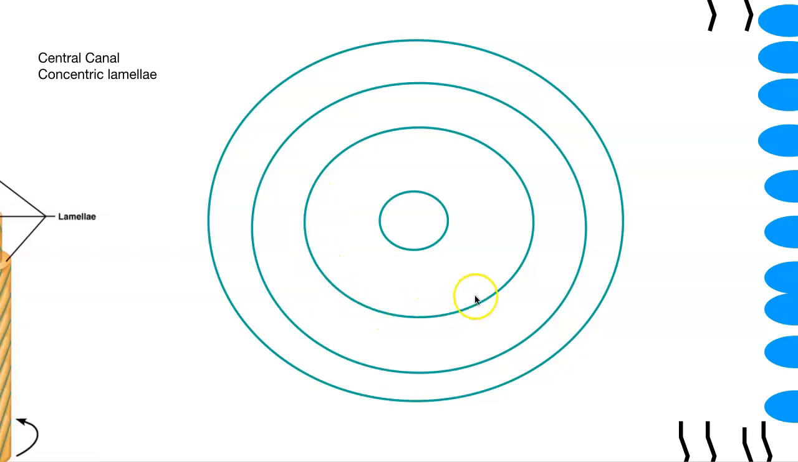Each of these rings is going to be our matrix in here. So we're going to have our ground substance and protein fibers in here. This is all matrix. This is all matrix. We call these rings of matrix concentric lamellae. Concentric lamellae. So that's something else you have to know.